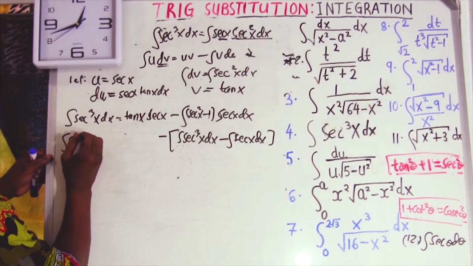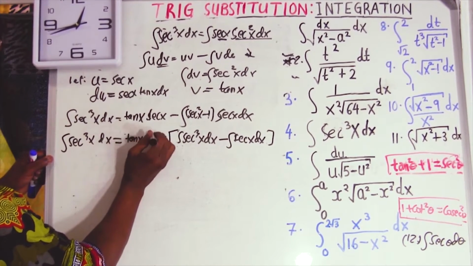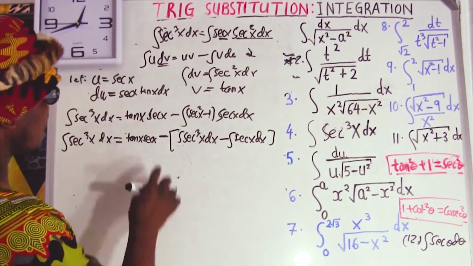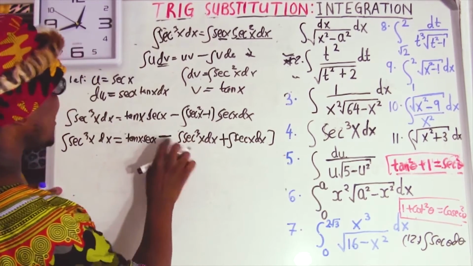So here we have integral of sec x equal to tan x sec x. So you know what I want to do? Let me open the bracket. This is going to be negative, this is going to be plus. So this is going to be plus, and this is going to be negative. It means I open the bracket.